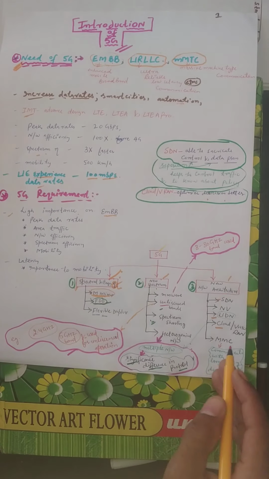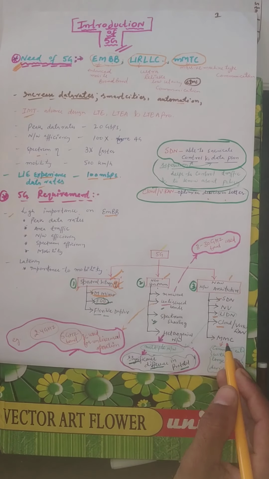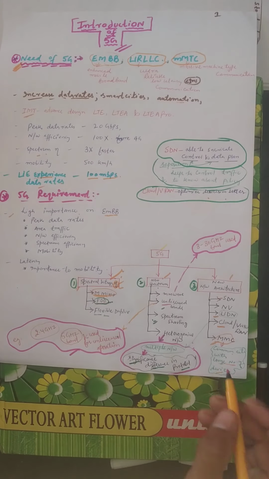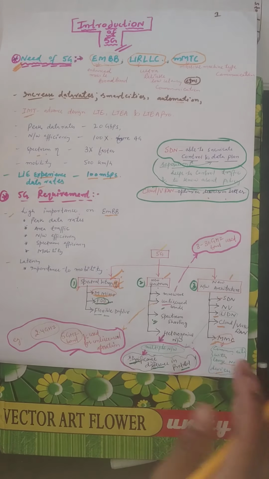Next and final is massive machine type communication, MMC. Massive machine type communication is used for communication with a large number of devices, and for machine to machine type communication systems. That is known as massive machine type communication.